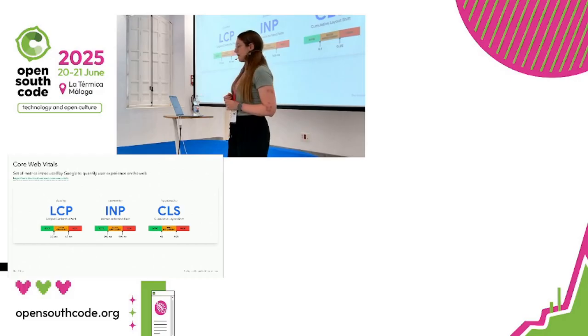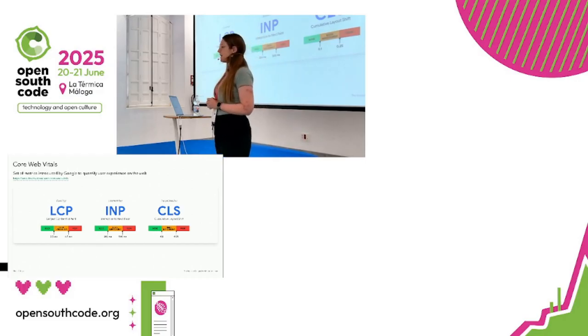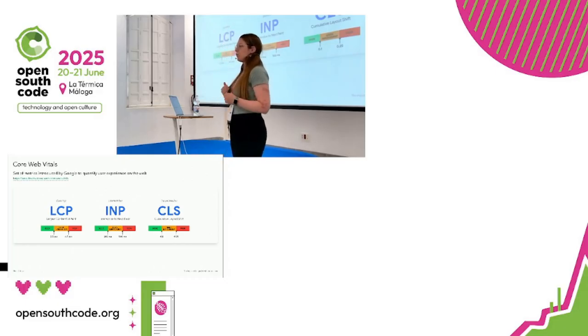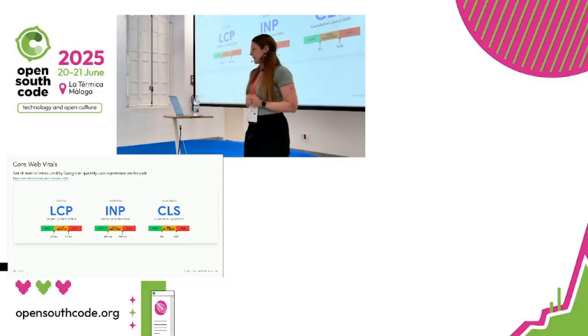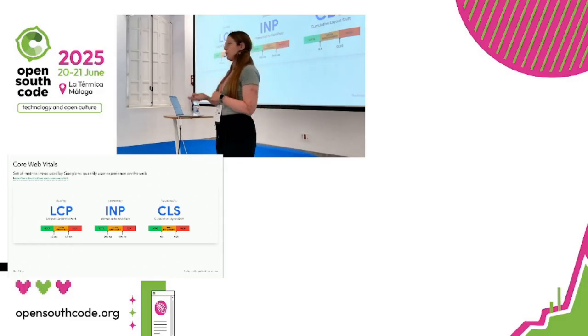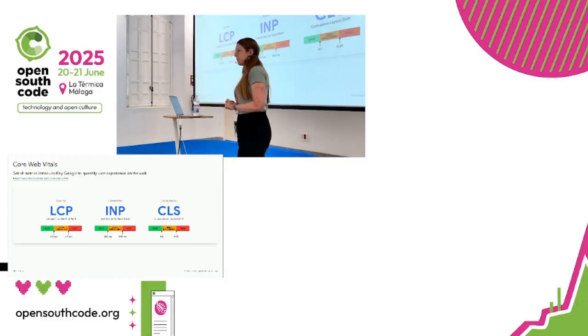Then we have INP, which stands for Interaction to Next Paint. This measures how much we are blocking the user from doing another action after the person has, for example, clicked on one of our items. And also we have CLS, the Cumulative Layout Shift, and we have all experienced this when we open a website and there is a header, then there is the footer, and suddenly the content jumps and the main content of the website appears. So Google has defined what it considers good, needs improvement, or bad metrics for those. And this is quite important because it's also used by the search engines. So we will improve our appearance in, for example, Google search if we have good metrics.